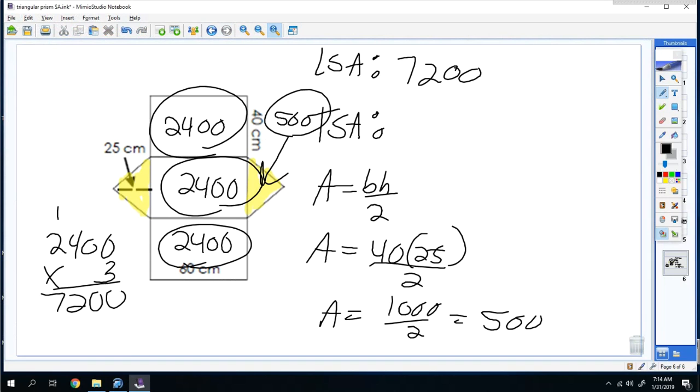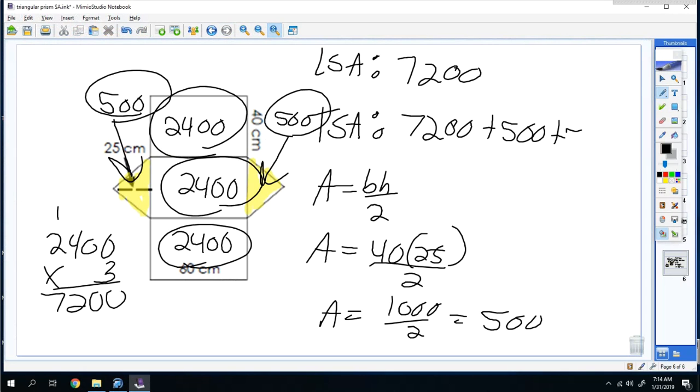And that means that this triangle is 500. So I'm going to take 7,200, add 500 to that, add another 500 to that, and you get 8,200. And again, the reason why I'm doing 500 plus 500 and not just 1,000 is because I want to show you that I'm adding both the areas of the triangles. All right, and that is how you find the surface area of a triangular prism.